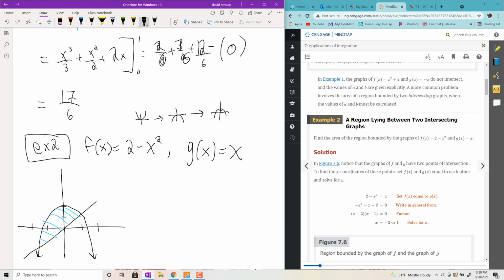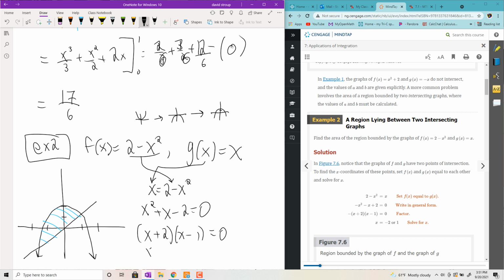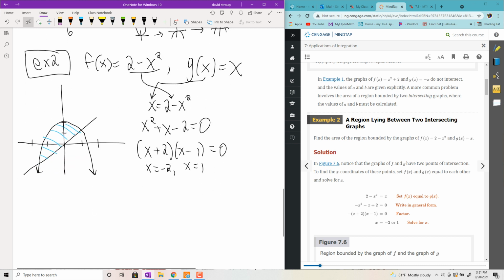In order to find the x values where they intersect, I'm going to set the two equations equal to each other. And then I'm going to solve. So I set g of x equal to f of x. In other words, x equals 2 minus x squared. So there's g of x right here. Set it equal to 0: x squared plus x minus 2 is 0. Factor: x plus 2, x minus 1 is 0. Solve, so x is negative 2, x is equal to 1. And those become the limits on your integral.